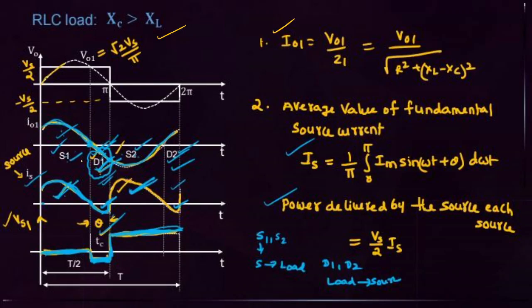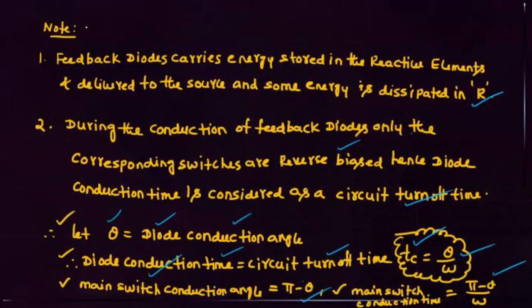Then RMS value of fundamental output current equals V01 by Z1. Average value of fundamental source current equals, this is the formula you have to apply. Power delivered by each source equals Vs by 2 into Is. That you have to concentrate on. Then these are the note points.